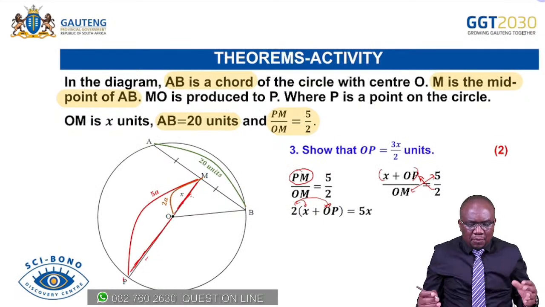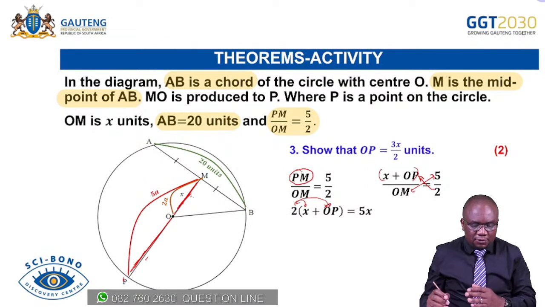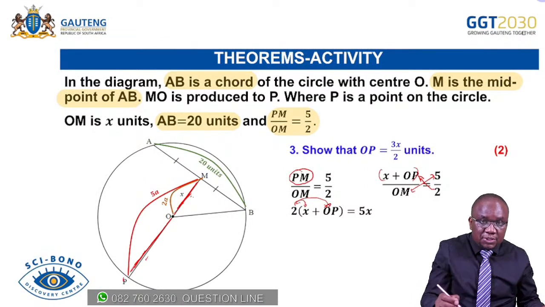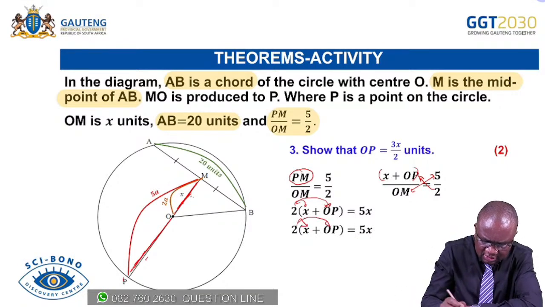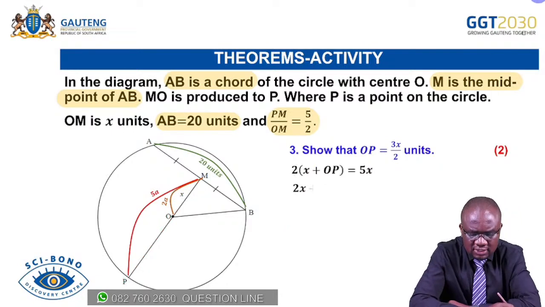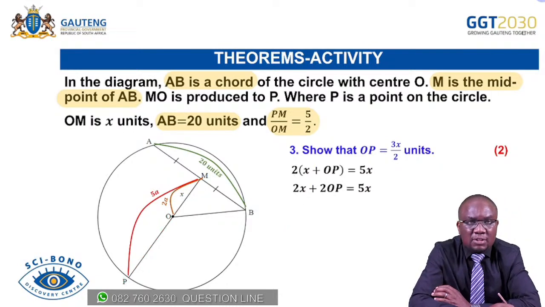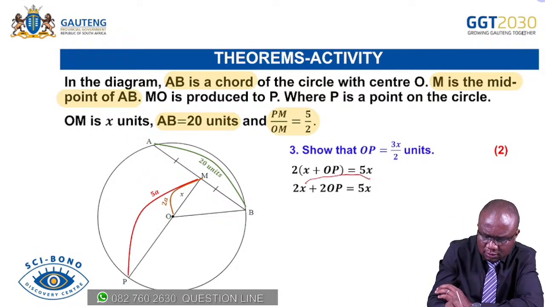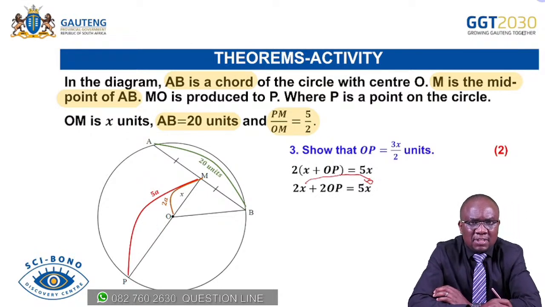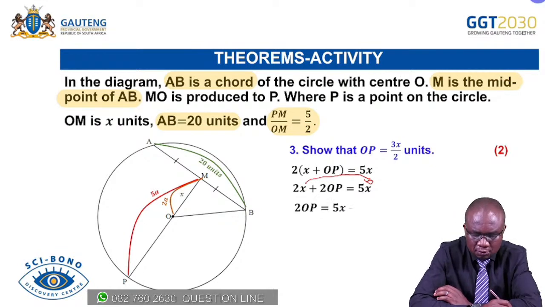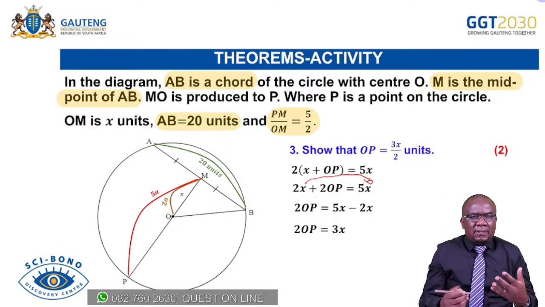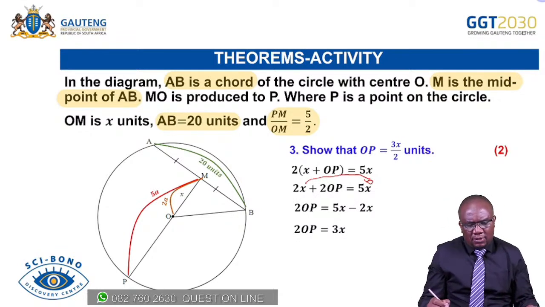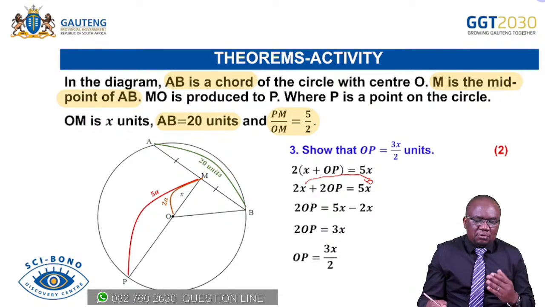Welcome back. I really hope you managed to catch up. Now let's move together. So we distribute our 2, it becomes 2x. OP is still there. It becomes 2x plus 2OP is equal to 5x. And then we can do the additive inverses, where you subtract 2x from both sides. So we remain with 2OP is equal to 3x. And then what do we do to get OP? We divide by 2 on both sides. OP is equal to 3x over 2. We have proved that. That was the question.